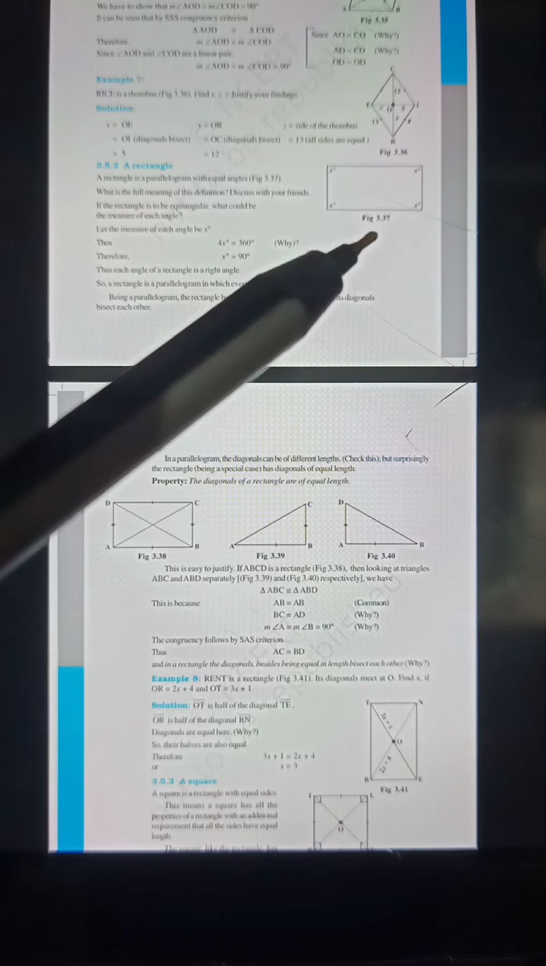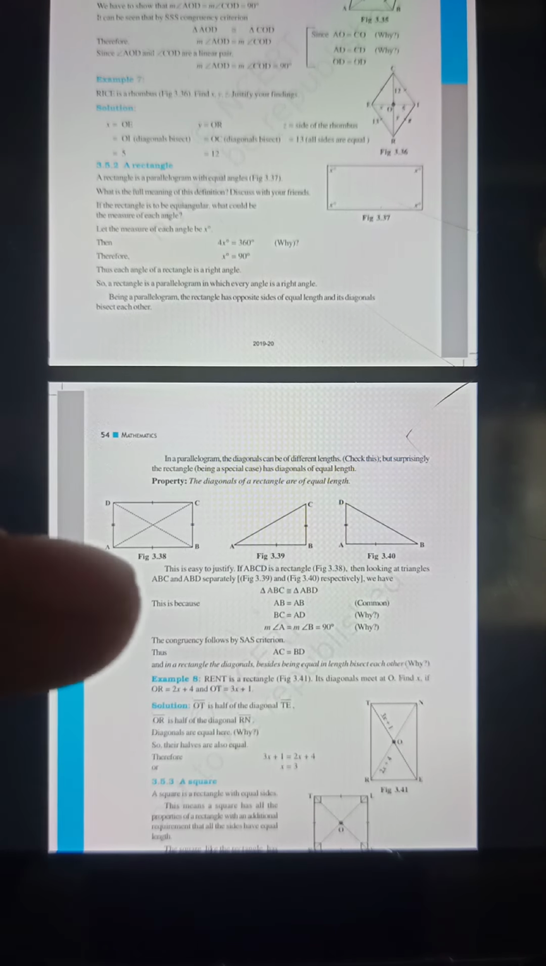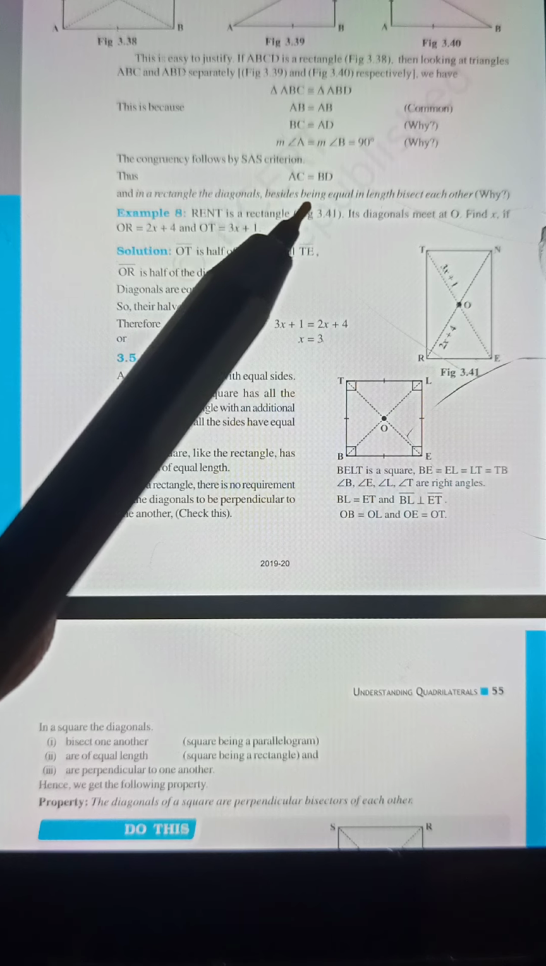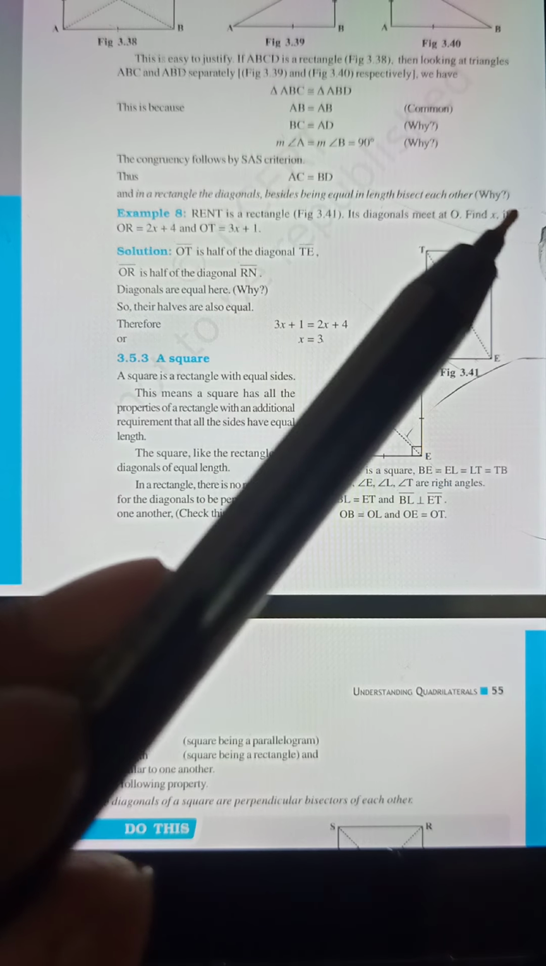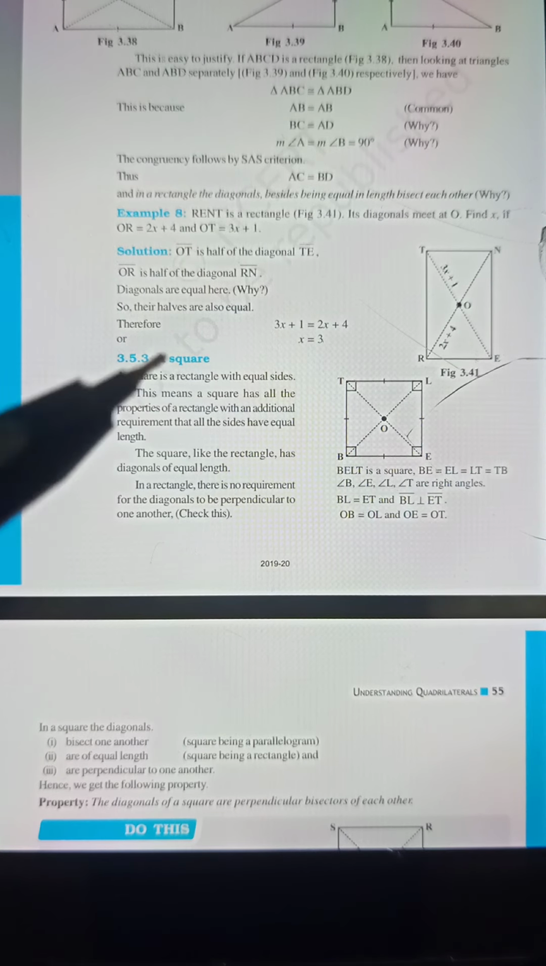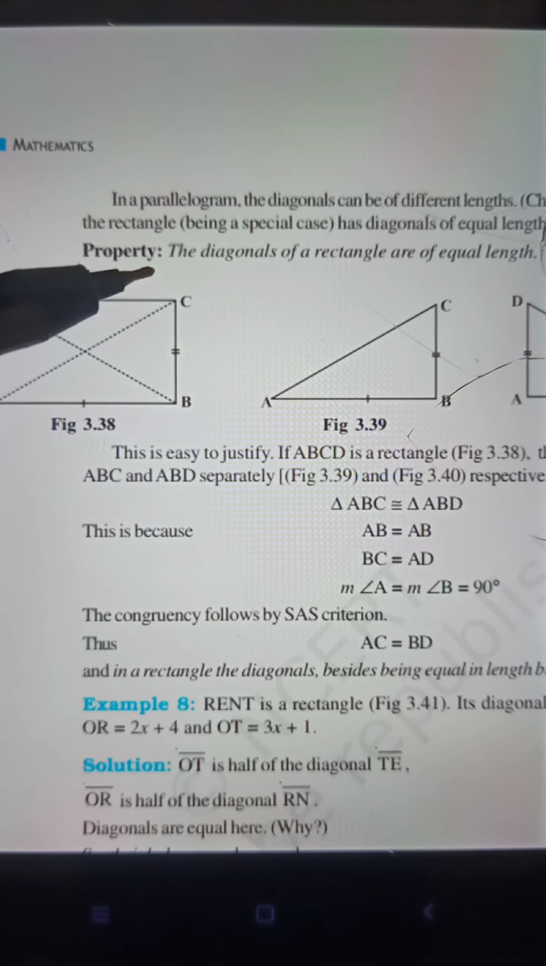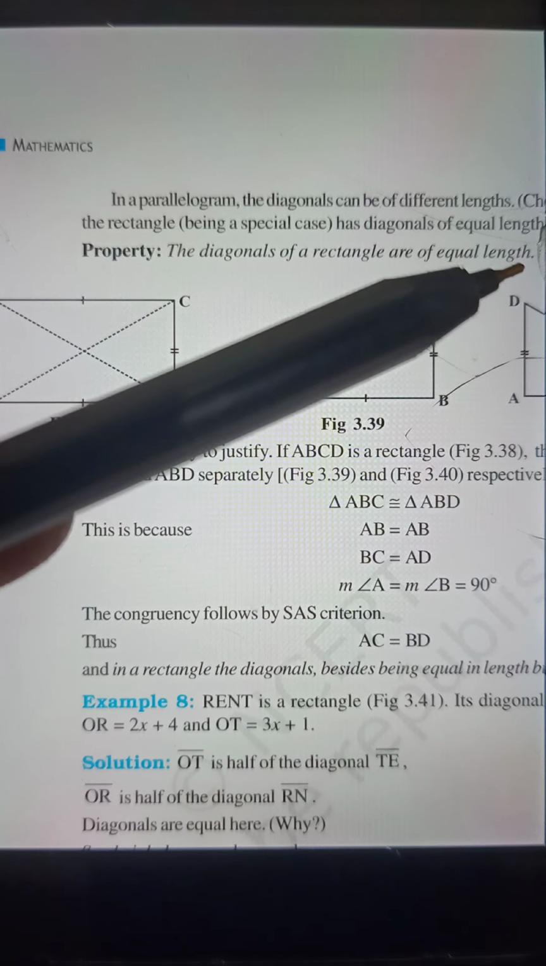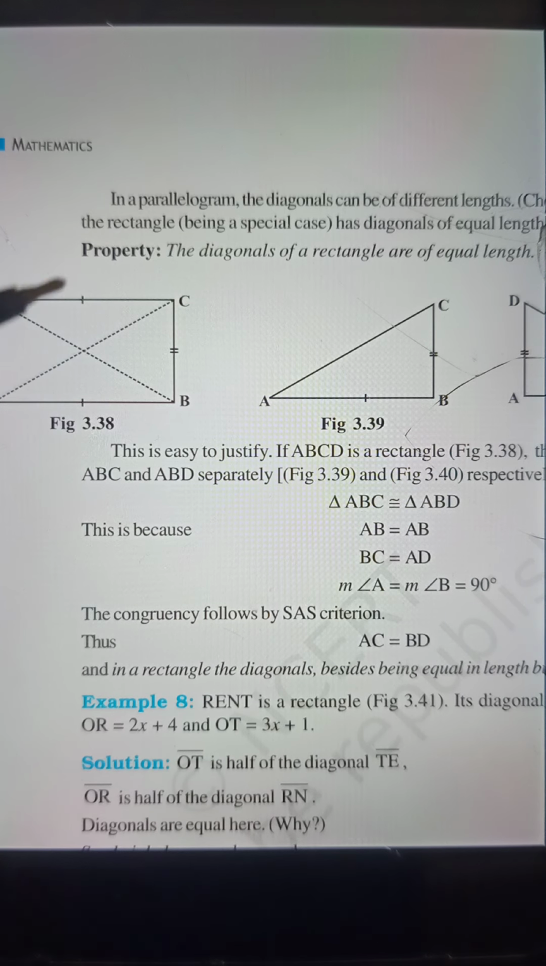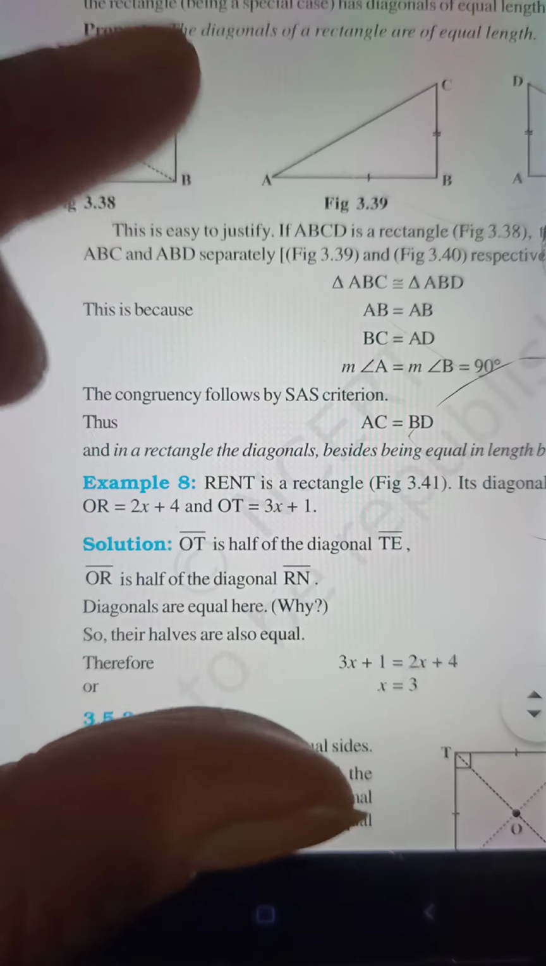Now what is the important property of a rectangle? It must have been given somewhere here. Yes, here. In a rectangle, the diagonals, besides bisecting each other, are equal in length. So what is special in a rectangle is that the diagonals are equal. That's the special property of a rectangle, that diagonals of a rectangle are equal. Underline all these properties, learn them properly, memorize them, and you will be using them here and there. So that was regarding a rectangle.